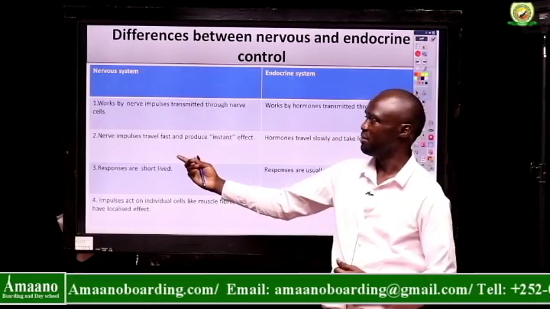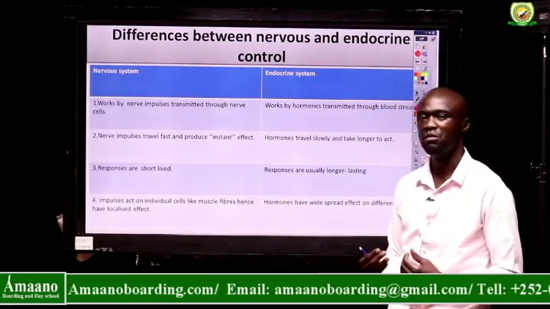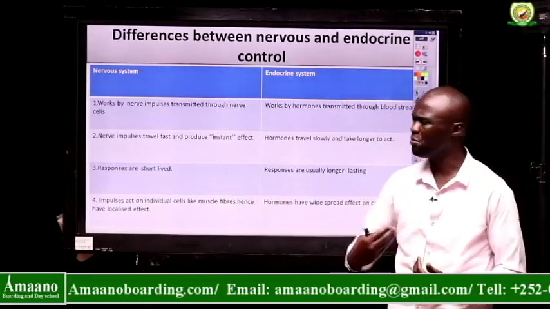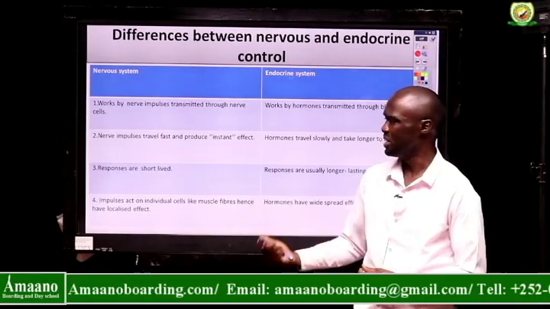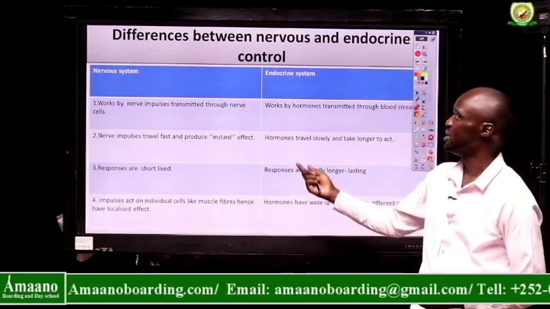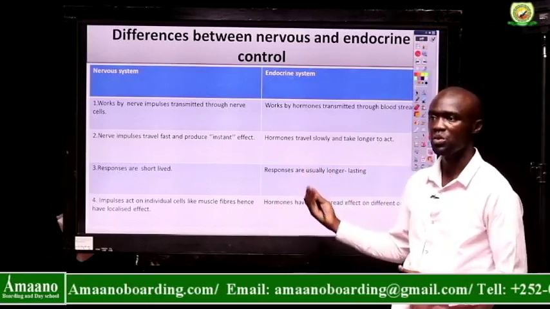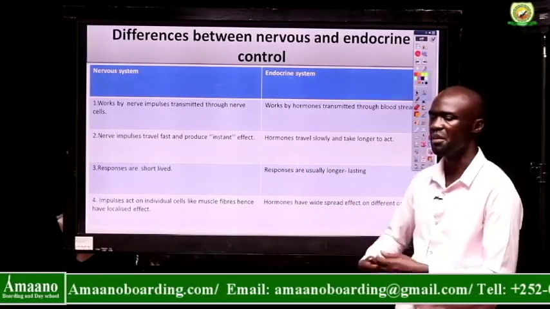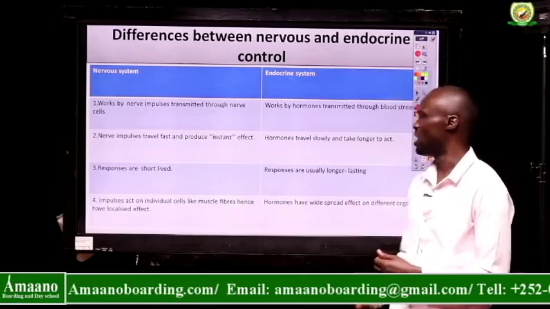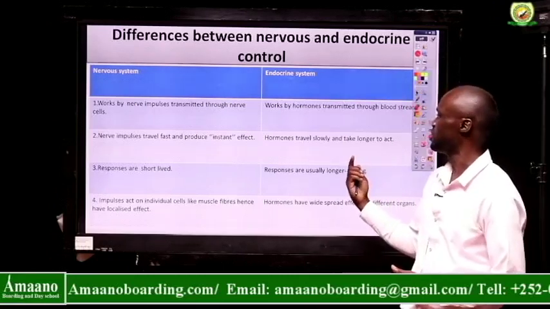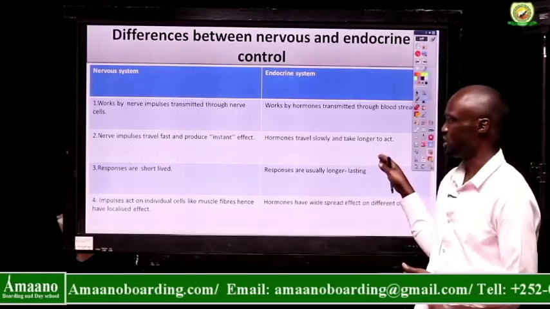Then, difference number two: the nervous system uses nerve impulses, which travel fast. They move so fast and they produce an instant, immediate effect. But the endocrine system uses hormones which travel slowly because they are carried by blood. So they take long to reach the target organ and produce a response. The responses are always slow and they take long to act.